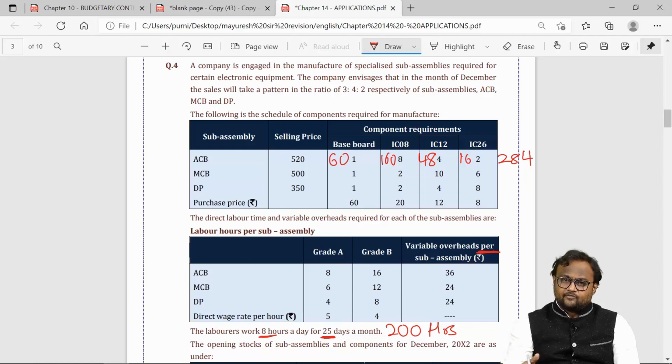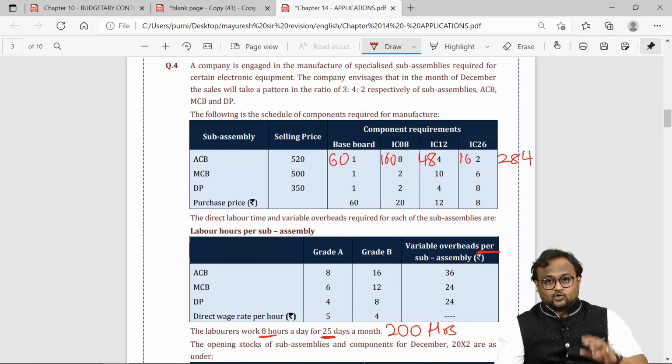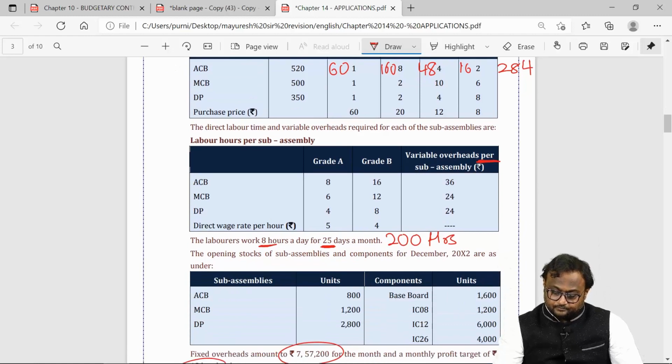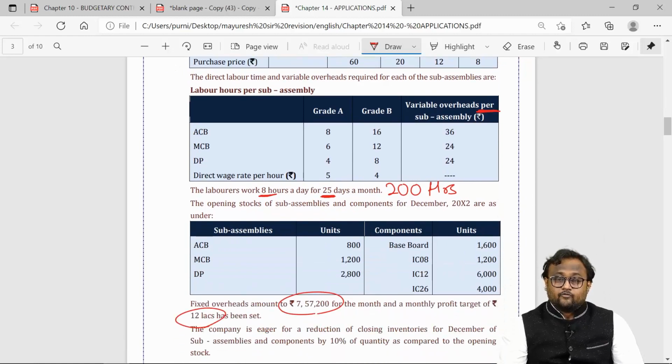Similar calculation can be done for MCB and DP. 60 into 1, 20 into 2, 12 into 10, 8 into 6 and all that. Okay, so you have material cost per unit for MCB. Let's talk about labor cost of ACB. 8 hours and 16 hours is the requirement. 5 and 4 are the rates per hour. So 40, 64.